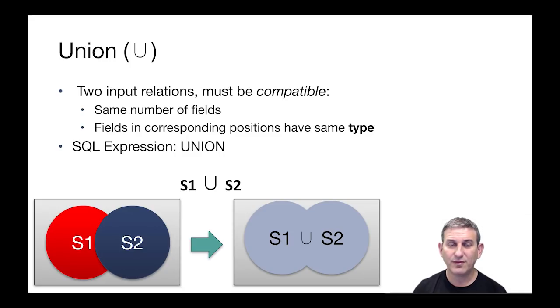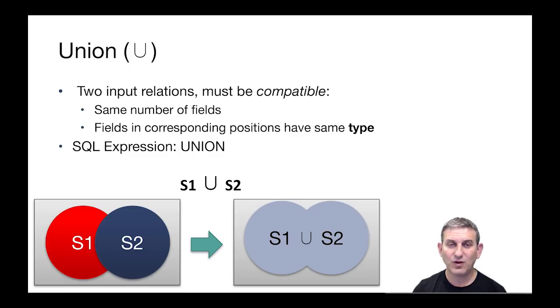So the first column of the first table is to be the same as the first column of the second table in terms of type, and so on. Now they don't have to have the same names, just the same types. In SQL, the expression is UNION, and so it's quite similar to the relational algebra in that case. But in relational algebra, we write it in set notation with the big U like this.